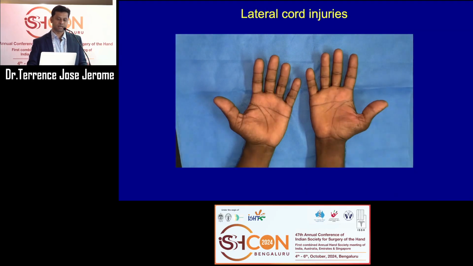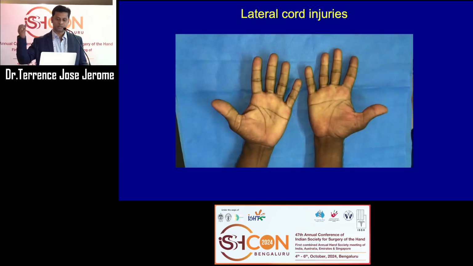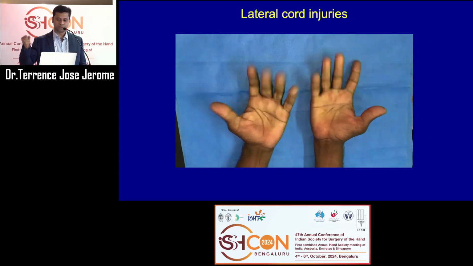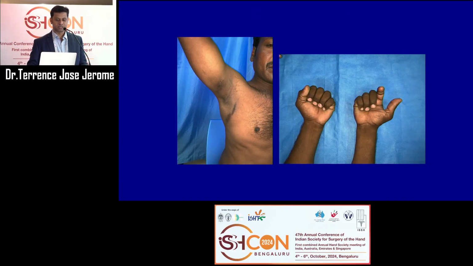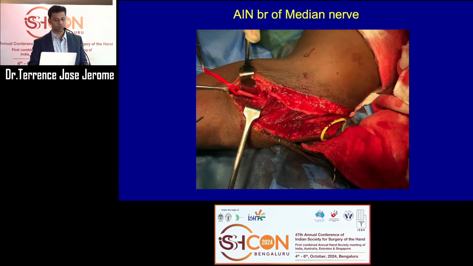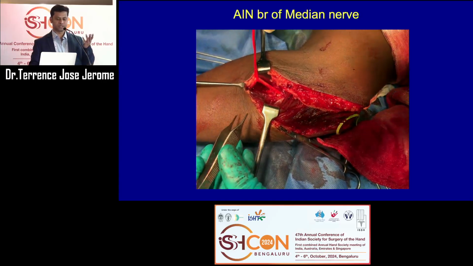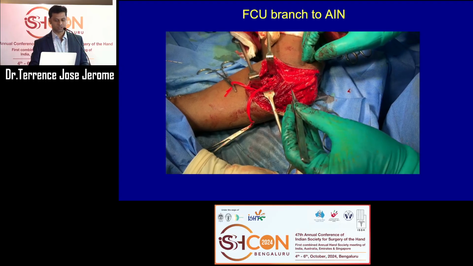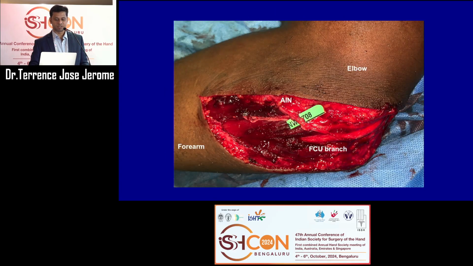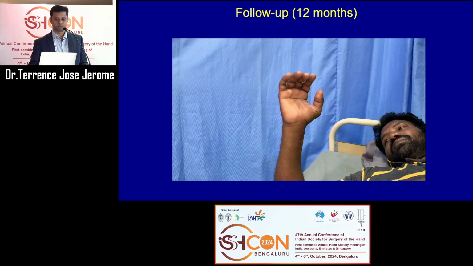So this is a case of a lateral cord injury who came to me with high median nerve palsy and also without elbow flexion. What we did is the routine Oberlin transfer for the elbow flexion. In addition to that, this was the anterior interosseous branch, the recipient here, and we found the FCU branch at the same time, and we could transfer the nerve here. And this was the follow-up movement at 12 months.